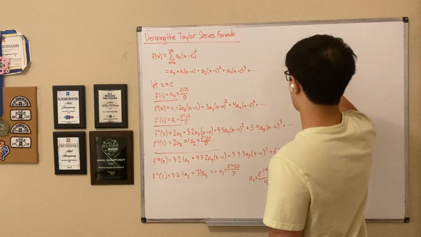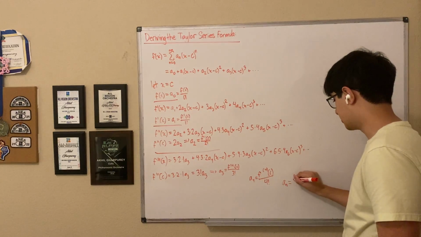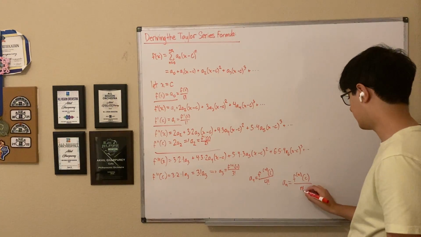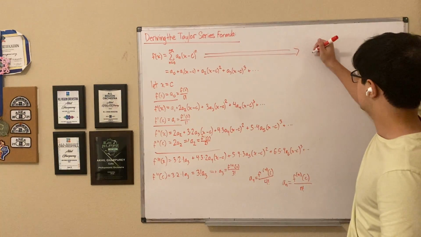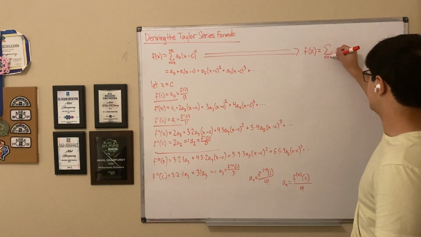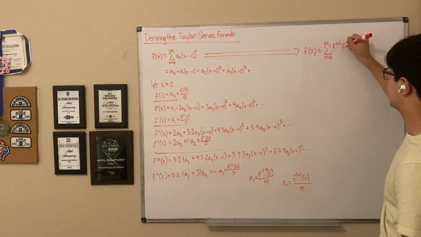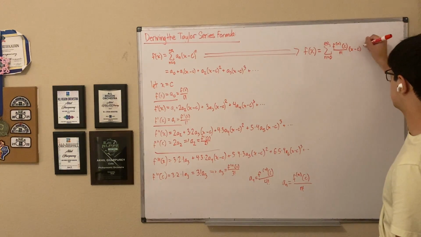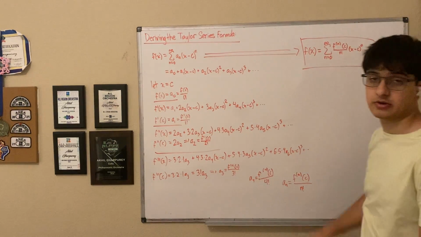So, therefore, we have a general term in mind. We can say that a sub n is equal to the nth derivative at the center point divided by n factorial. And as a result, we get that the function f of x is modeled by the infinite series from n equals 0 to infinity of the nth derivative at c divided by n factorial times x minus c to the nth power. And this is the Taylor series formula.